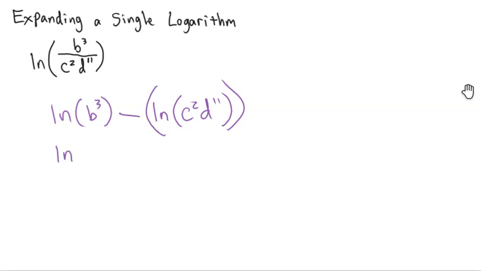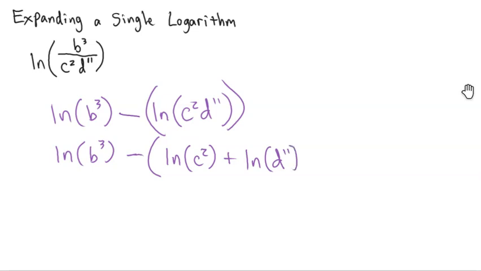So we're going to wind up with the natural log of b to the 3rd power minus, then big parentheses. Then we're going to do the natural log of c squared, plus, because we have multiplication here, plus the natural log of d to the 11th power. There we go. We're getting there, almost done. I think only one more step, actually. Now, for each one of these, for b we have the 3rd power, for c we have the 2nd power, and for d we have the 11th power.